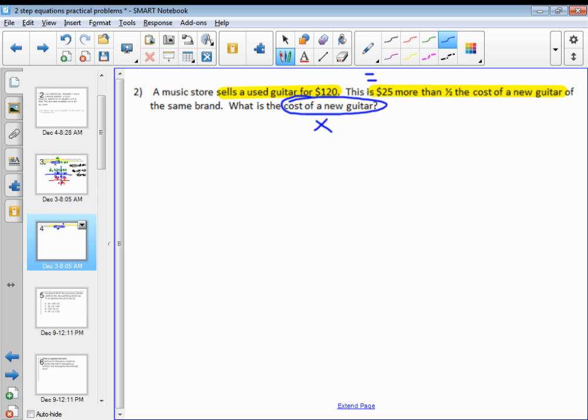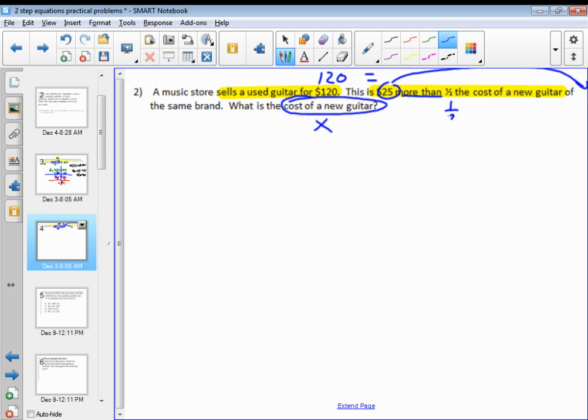In front of the equal sign, they are selling a guitar for $120, so I'm just going to add that $120 there. "$25 more than half the cost." Well, I know "more" means add, and "than" means we need to switch the order. So I need to bring $25 after my addition symbol, and I'm going to take half the cost of the new guitar before my addition symbol.